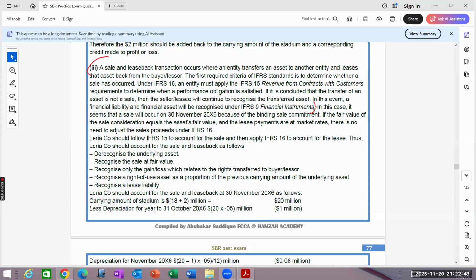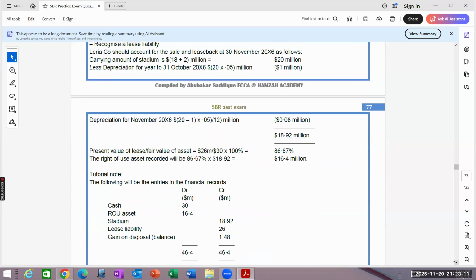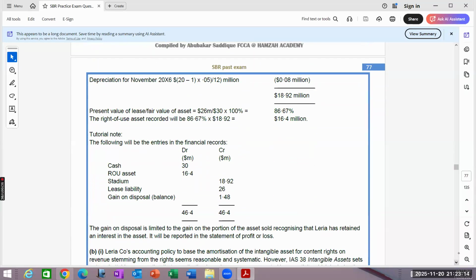If the sale criteria is not fulfilled, then the amount received of 30 million will be recorded as a financial liability. But if the revenue criteria is fulfilled, you will de-recognize the asset, recognize the sale proceeds at fair value, a gain or loss will be recognized, a right of use asset will be recognized, and the lease liability will be recognized. And the calculation will be as follows, and you can see the entry.